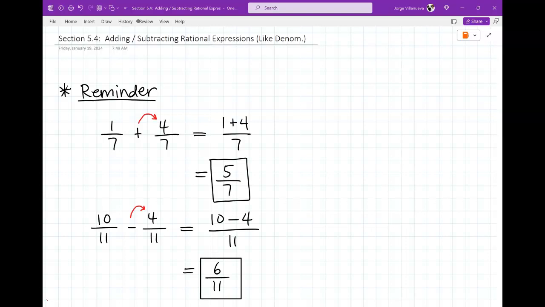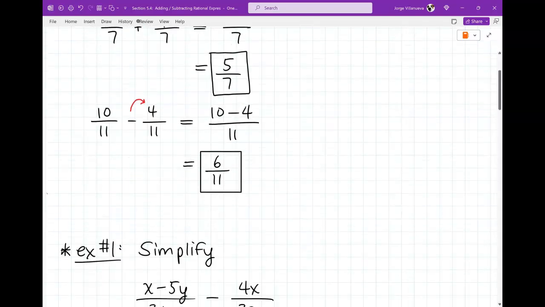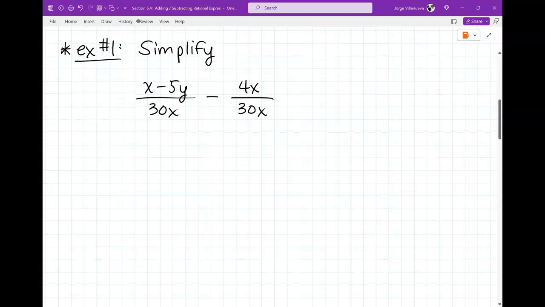What we're going to do today won't be much harder. We are going to have variables, but we're not going to have a lot of trickiness to the problems. It might look harder, but the idea is this: same denominator, combine them, and reduce as much as possible. So let me show you this one right here. I know this looks way different than a third plus 2/3 or something like that, but it's the same idea.